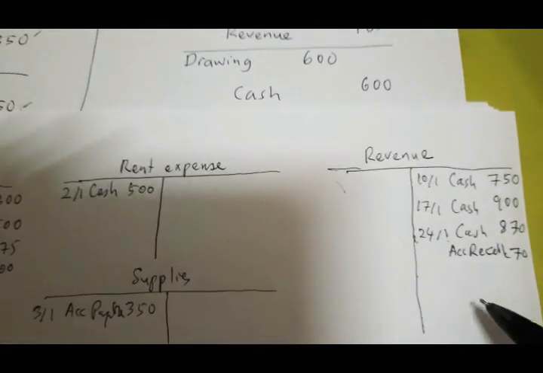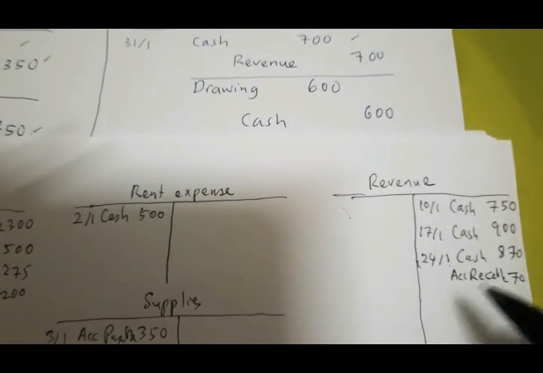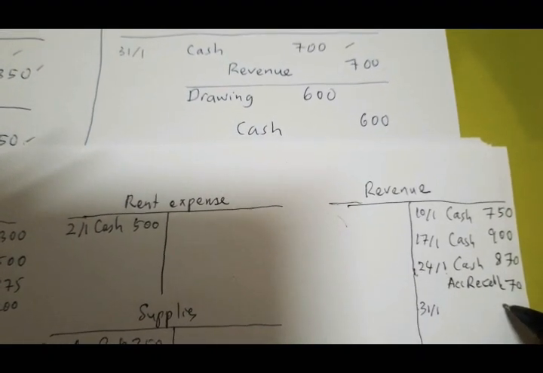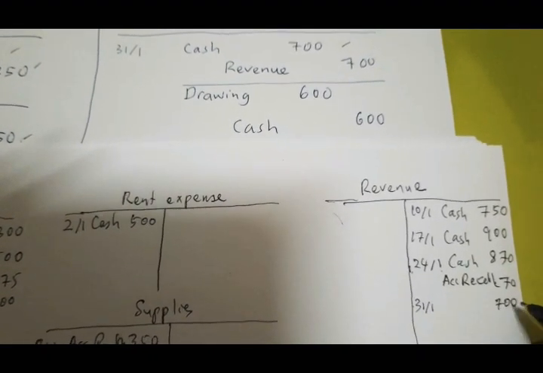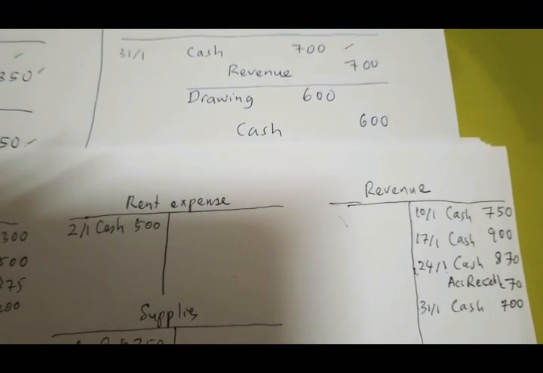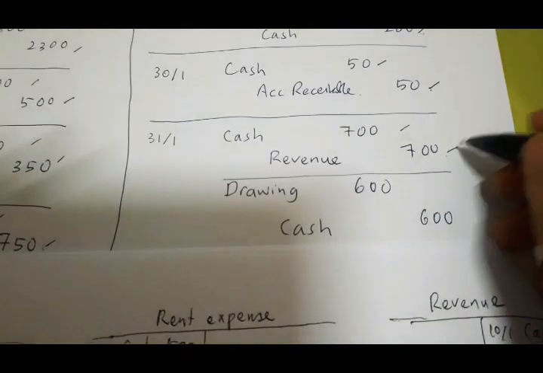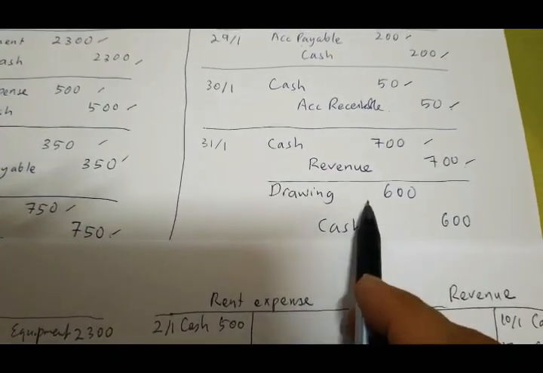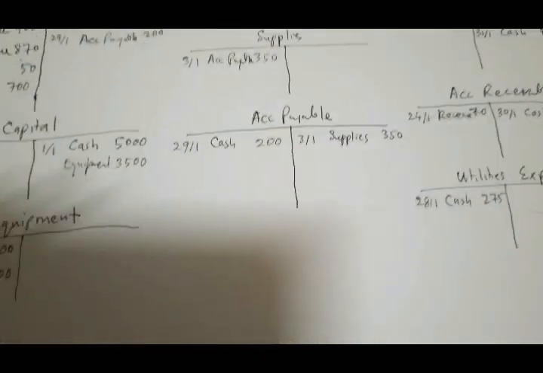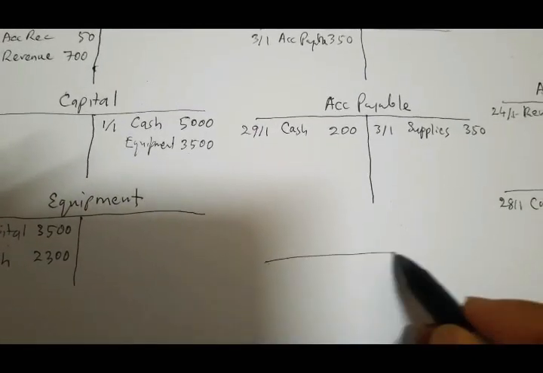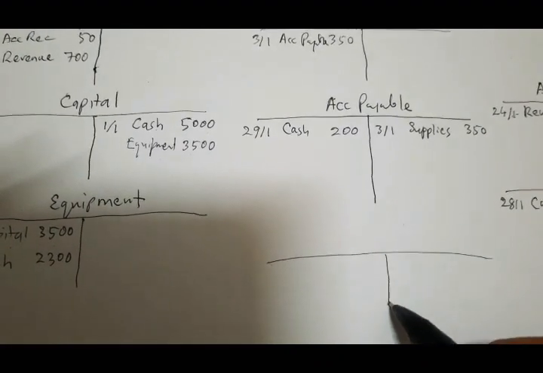So we have account revenue here. On the 31st of January, we credit account revenue 700. Refer to account cash. The next thing is debit drawing 600. We don't have the drawing account yet, so you create a T account for the drawing.